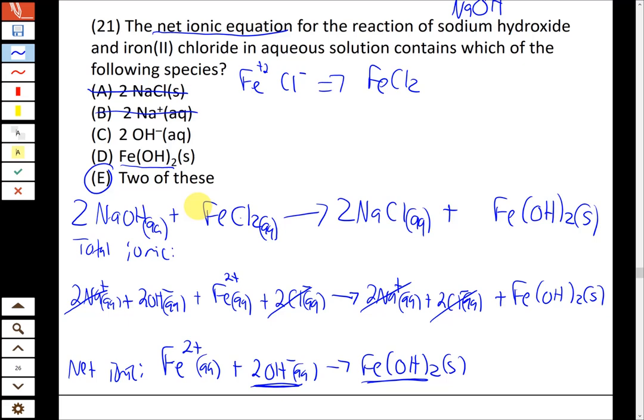All right, anything else? Yeah? So it's a precipitate reaction. Yeah, it's a precipitation reaction. It forms an insoluble product. And the ones you cancel, those are the spectator ions. Yeah. All right.